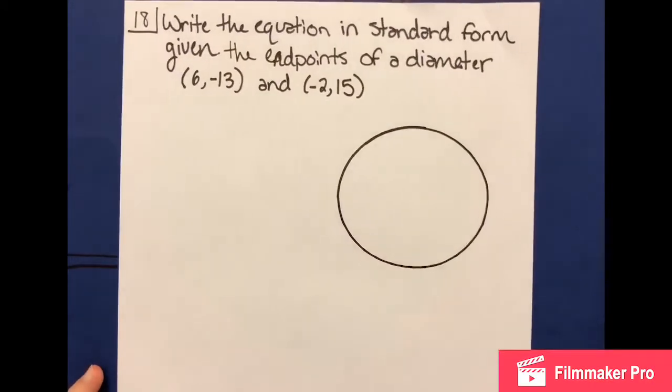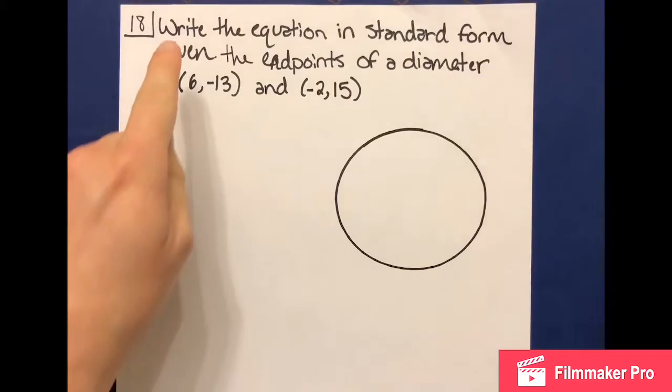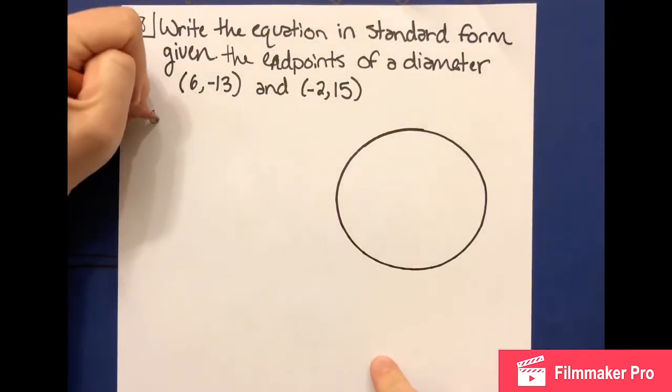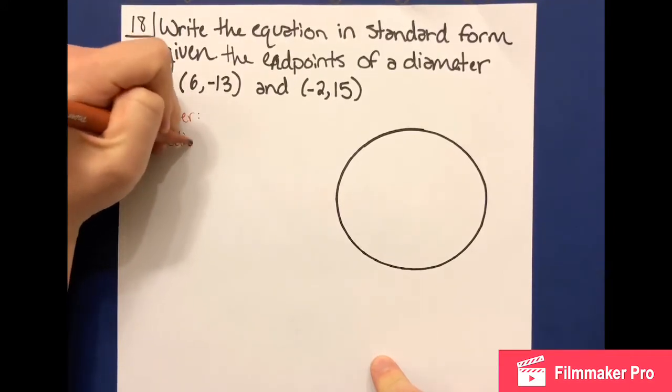Last one that I'm going to do with you guys is the kind of hardest one. It's not hard, it's just tedious. So it's going to take a little bit of time. Let's think about the concept here. So it says write the equation in standard form. So yet again, the 2 things that I need are the center and the radius.